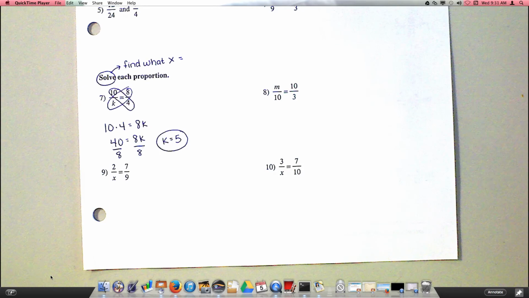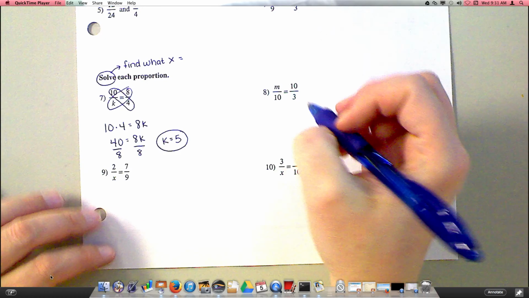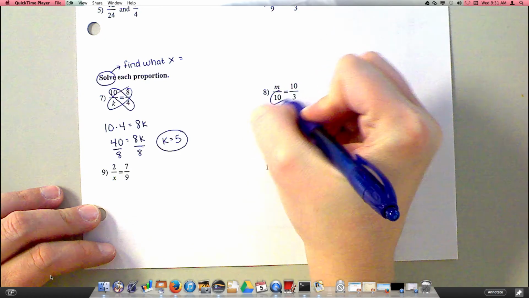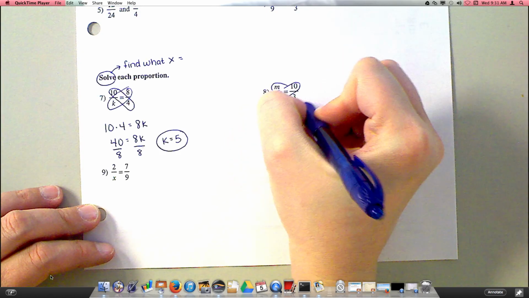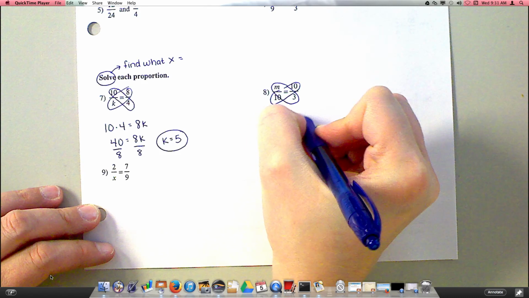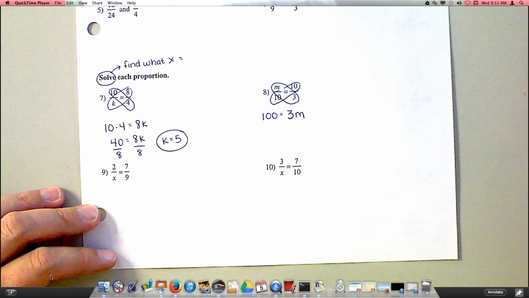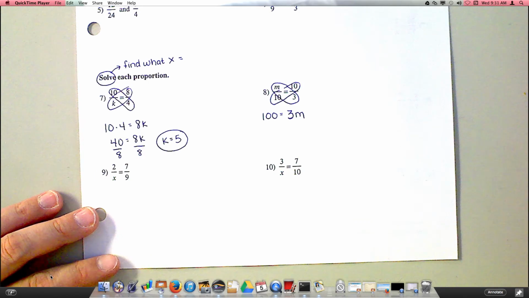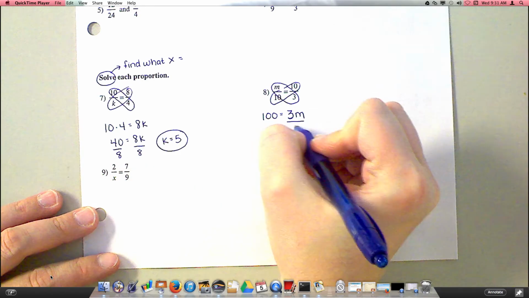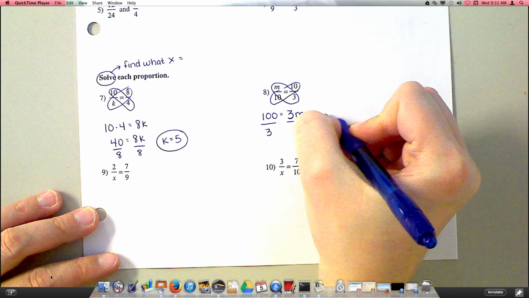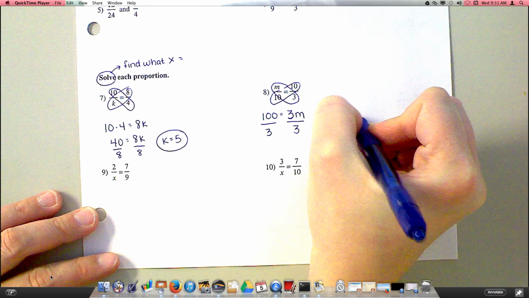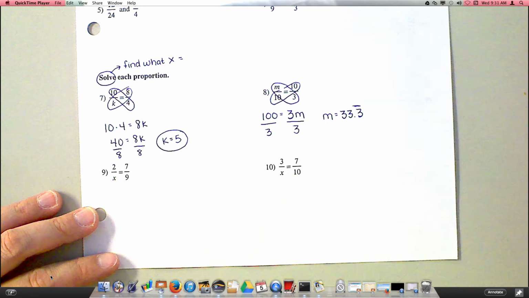Let's pick another one. What do you feel like? One of these four. 8? Okay. So for 8, I would do 10 times 10 is 100. And that has to equal m times 3, which I'm going to write as 3m. Some of you may be tempted to write that as m3. Make sure you're always putting the number first. Then how would I solve that? Divide by 3. Say it again, Will? Yep. You are going to get some decimals on some of these. 33.3 repeating. Okay?